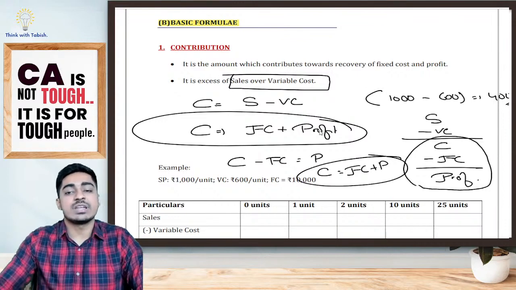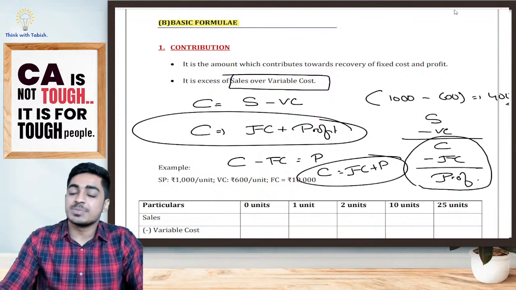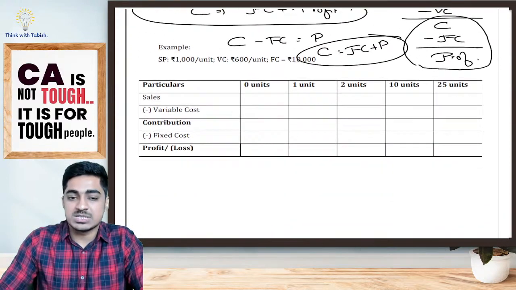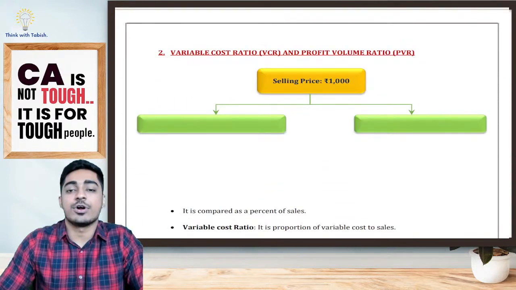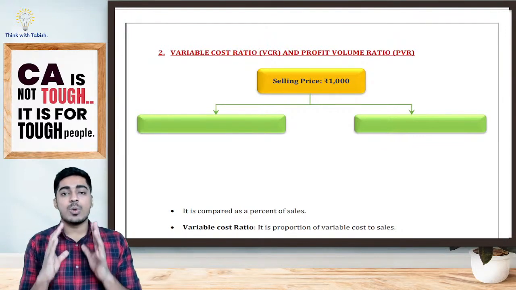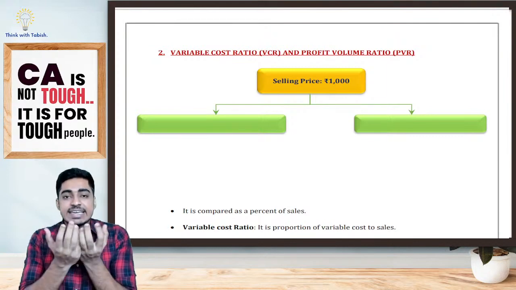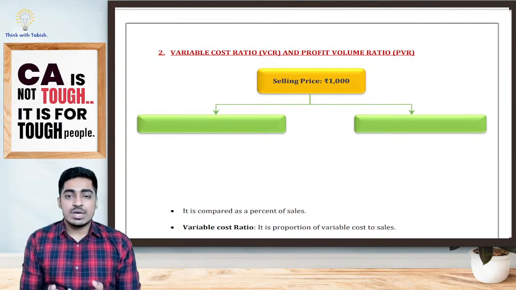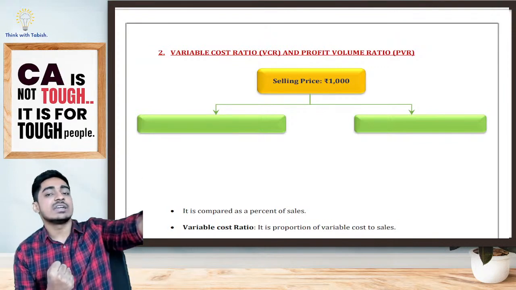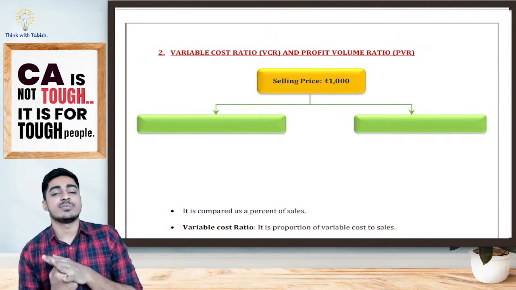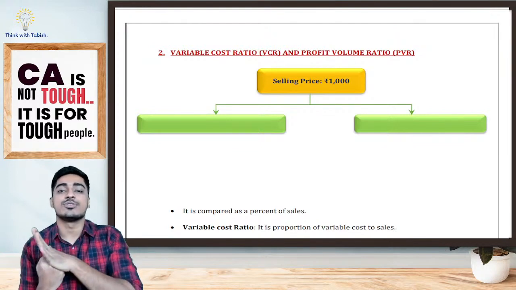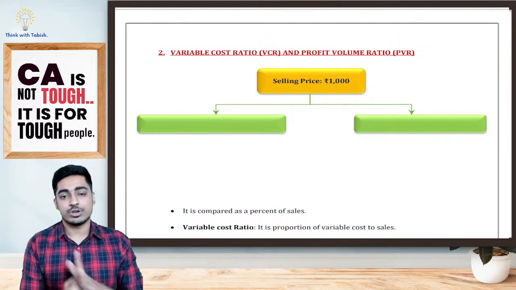So there are two formulas. First, contribution is sales minus variable cost. Contribution is also equal to fixed cost plus profit. So this is the concept of contribution. Contribution means, right now, if I make one sale, how much net cash I will have. I sell one shirt, I get 1000 rupees sales, I have to pay 600 variable cost, net 400 cash will be left. I sell one more shirt, 400 more cash will be left. One more shirt, 400 more cash will be left. This is what contribution is.